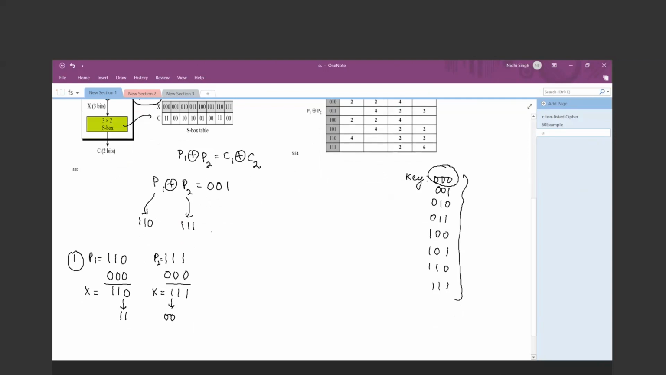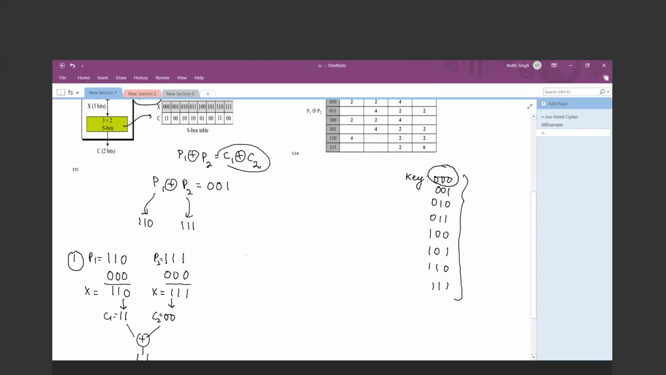Now for this relationship C1 XOR C2. So what will be C1? C1 is this one and C2 is this one. We have to perform the XOR between the two. What is the corresponding value? The corresponding value is 1 and 1.